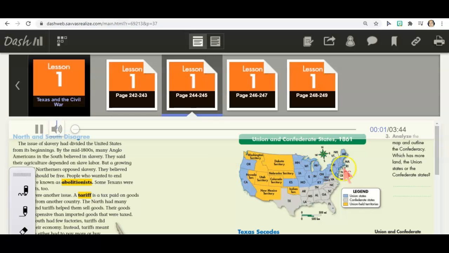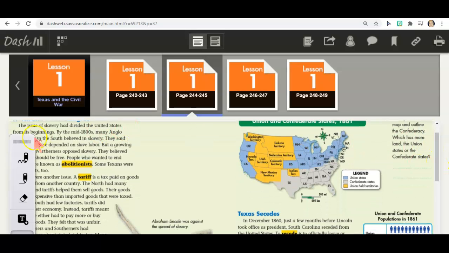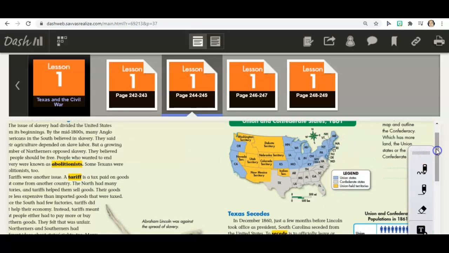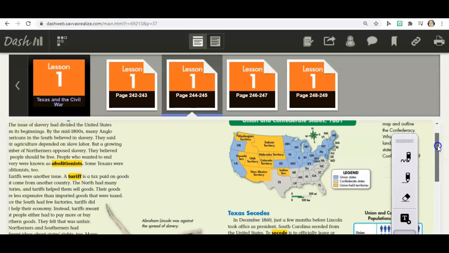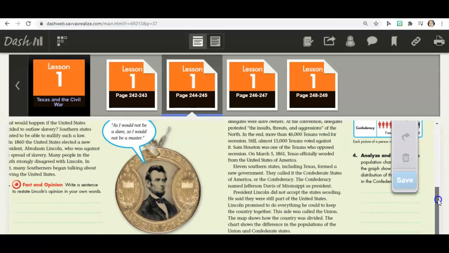North and South disagree. The issue of slavery had divided the United States from its beginnings. By the mid-1800s, many Anglo-Americans in the South believed in slavery. They said their agriculture depended on slave labor, but a growing number of Northerners opposed slavery. They believed all people should be free. People who wanted to end slavery were known as abolitionists. Some Texans were abolitionists too.